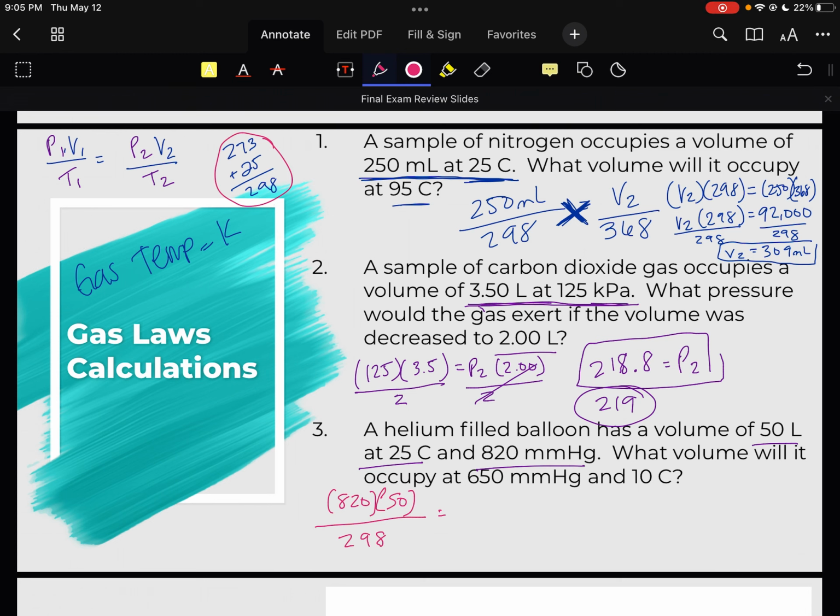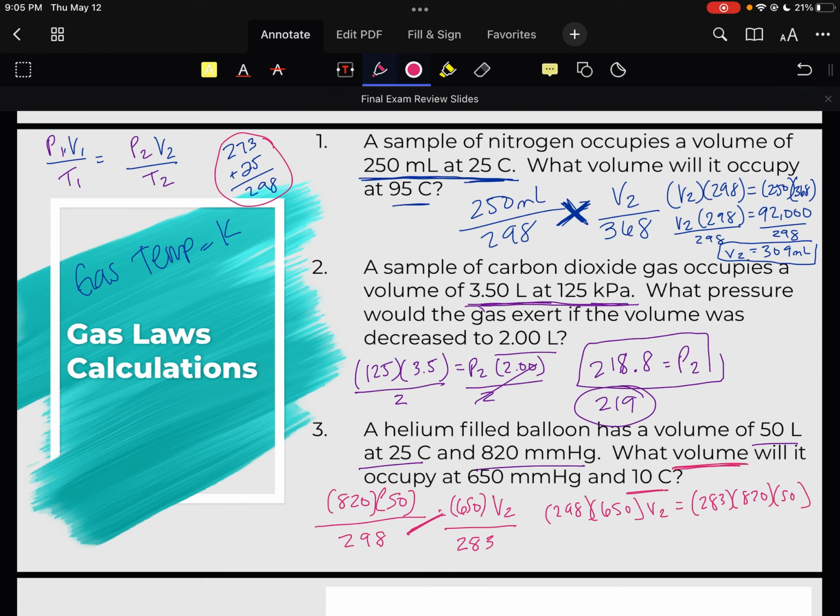Now I can look at the other side. It's asking me for volume, so that's going to be my unknown, but it does tell me my pressure is 650, and then my temperature is 10 C, so I do have to add that to 273, so we get 283. So we can cross multiply. Okay, so we end up with, here I'll do one side at a time, so 298 times 650 times the volume, and that's equal to 283 times 820 times 50.